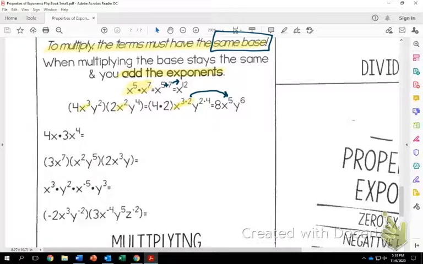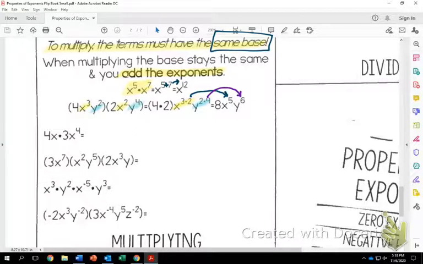Then I do the same thing again with my y's. Here are my y's. All right, I'm going to add my exponents, which is what I'm doing here, and I'm going to get 2 plus 4 is 6. So I'm going to write that as y to the 6. And so I just put everything together once I'm done, and that's my final answer. 8 from the numbers, x to the 5th from the yellow highlighted portion, times y to the 6th, which is the blue highlighted portion.